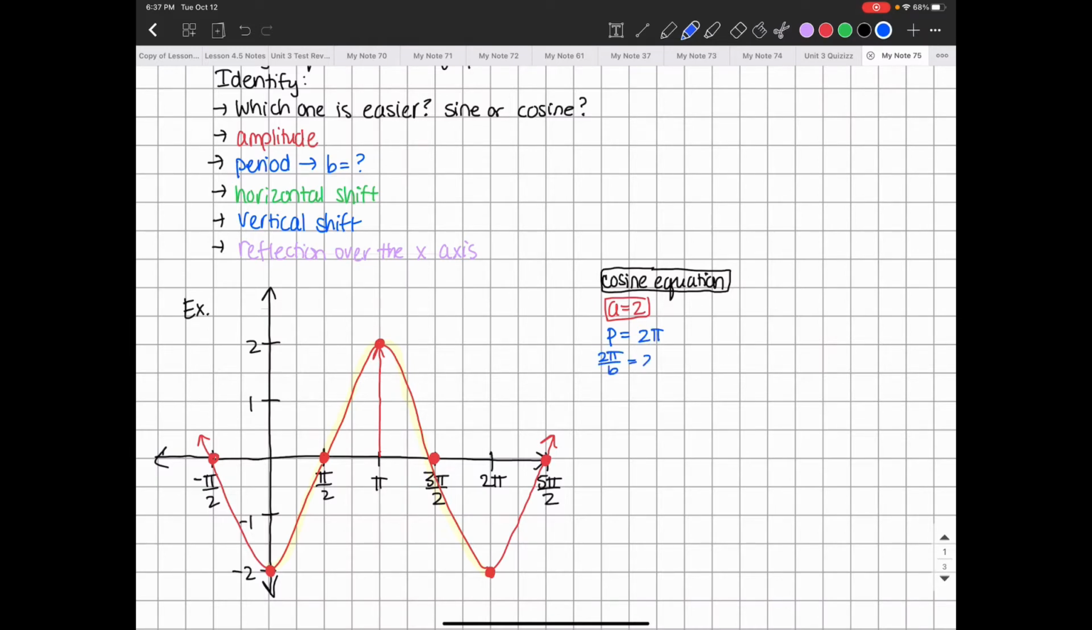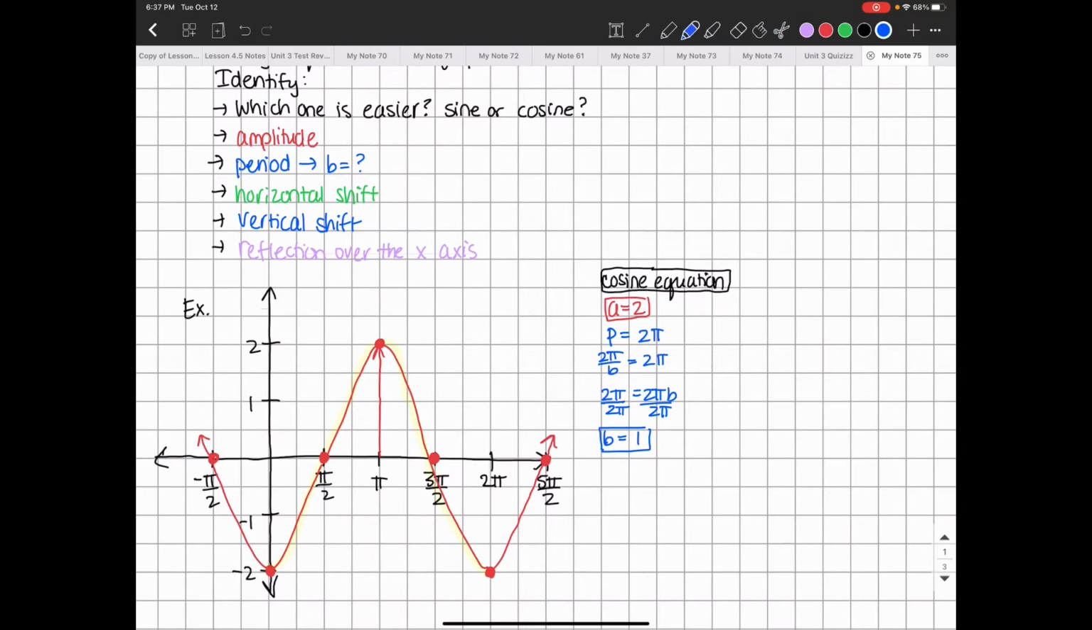So I need to solve for b. That's what goes in my equation. I have 2 pi over b is equal to 2 pi. That's 2 pi is equal to 2 pi times b. I divide both sides by 2 pi. And I get that b is equal to 1. So b is equal to 1. That's going in my equation.